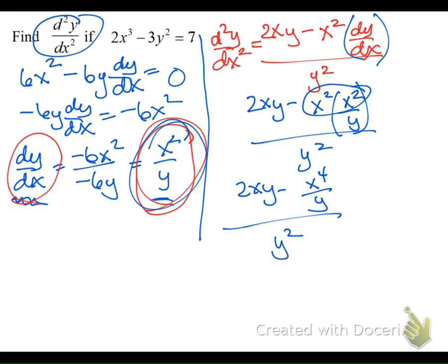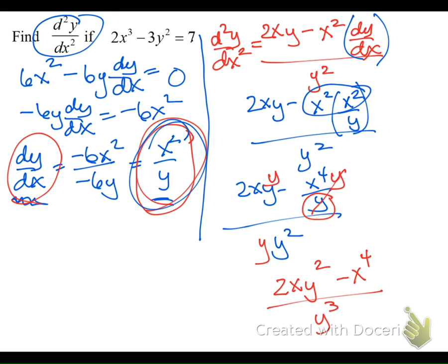And then finally, don't leave fractions within fractions, and hopefully you're really good at fixing this now. So to get rid of the fraction within the fraction, multiply by the problem, which is y. So we're going to multiply by y, a y, and a y. So we get 2xy squared. These y's cancel. You get an x to the 4th. And on the bottom, I have a y cubed. Okay, now that's it for this one.